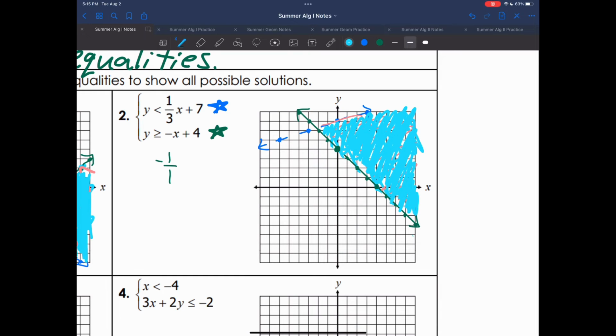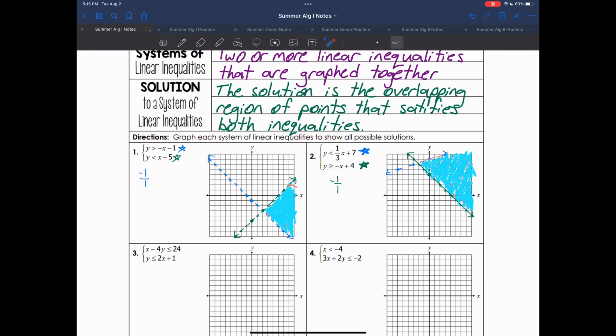And really what that means is that any point you pick, any coordinate in this shaded region, if you plugged those points in over here, you would get true statements in the end. Don't worry too much about that, but I just wanted to explain that piece to you.